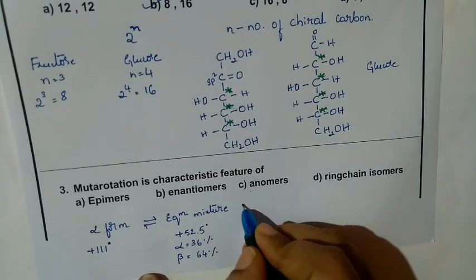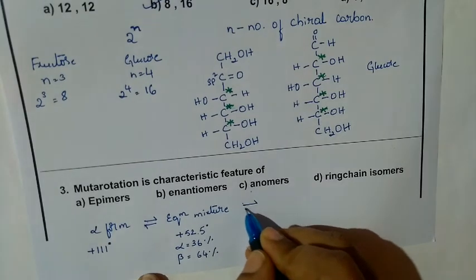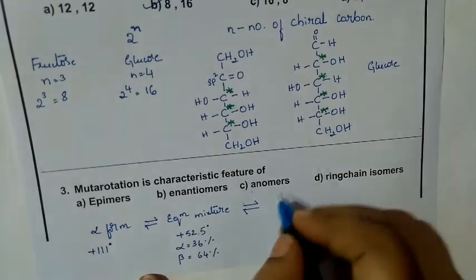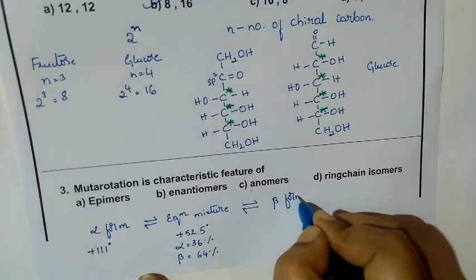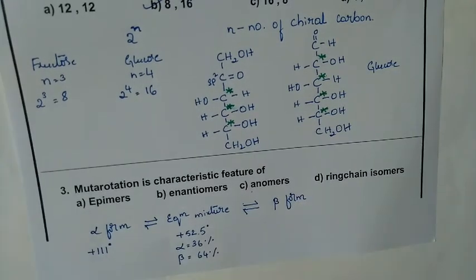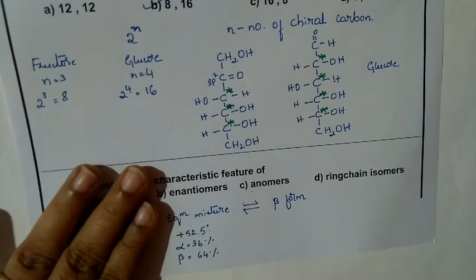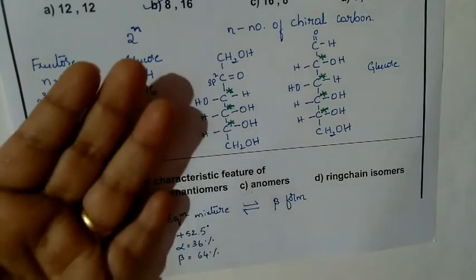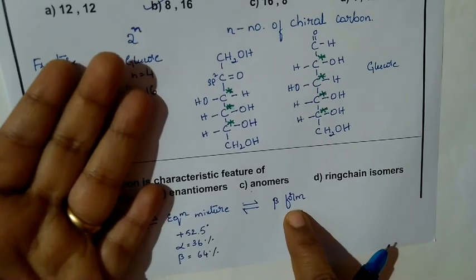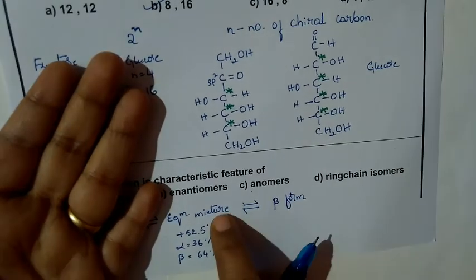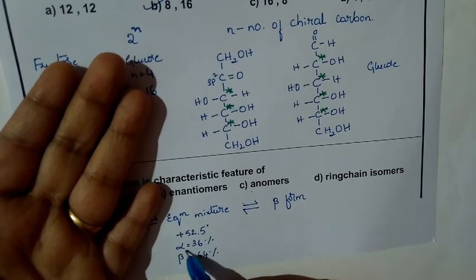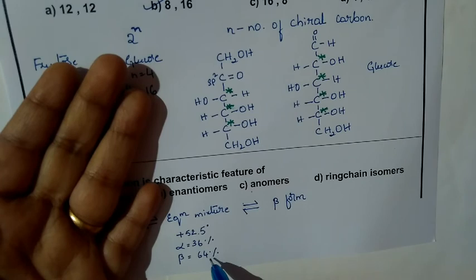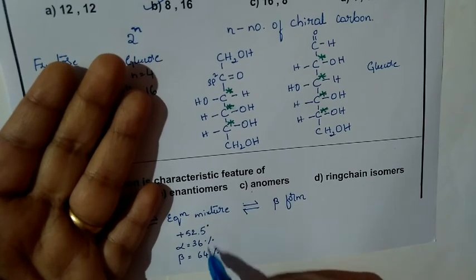Likewise, when you consider beta form, you are preparing an aqueous solution of beta D glucose. So you'll be getting an equilibrium mixture. That equilibrium mixture again consists of alpha 36% and beta 64%. That is what is going to happen.